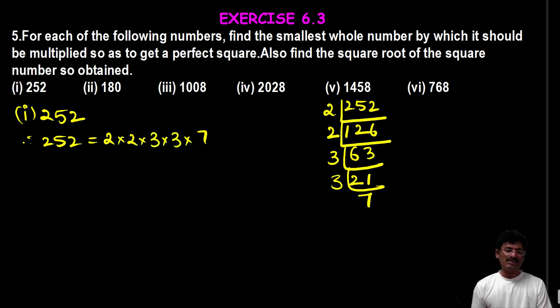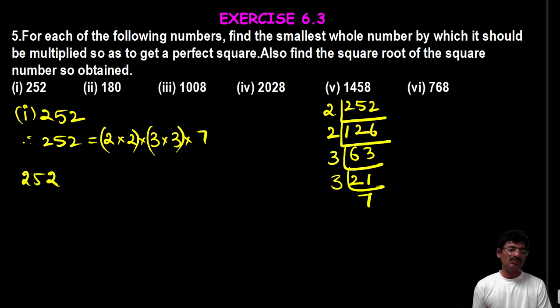Now try to make the pairs. 2 and 2 is one pair, and 3 and 3 is also one pair. Now we have 7 alone. There is no pair for 7, so 252 is not a perfect square. To make it a perfect square, if you multiply by one more 7, you get a pair. So 252 is to be multiplied by 7.